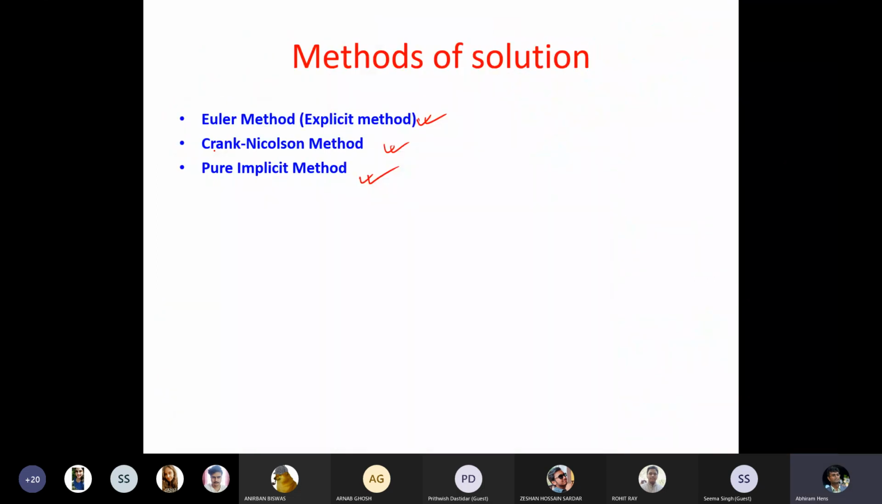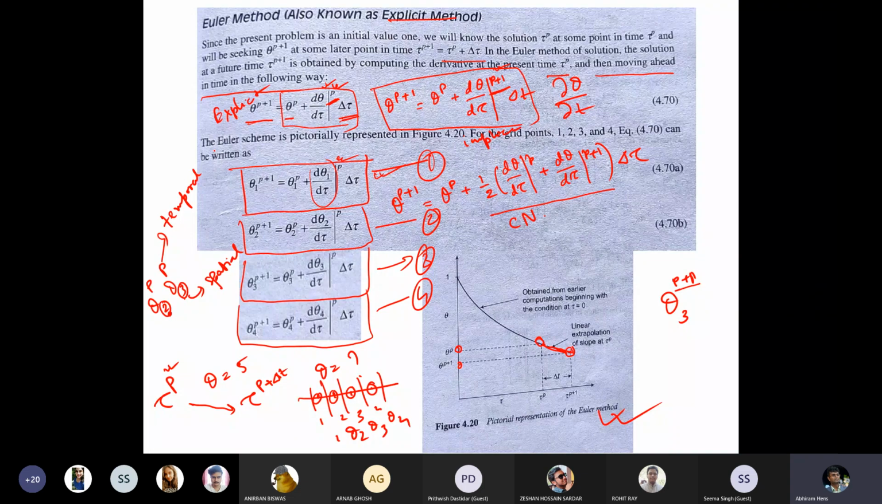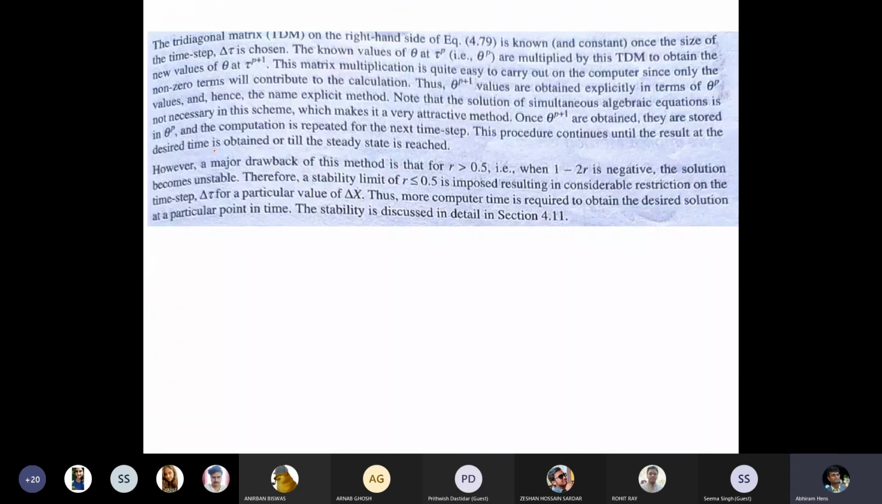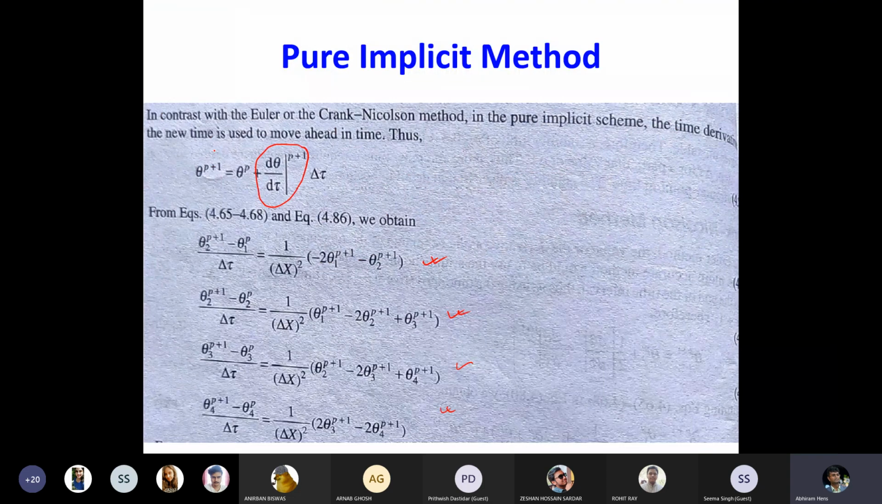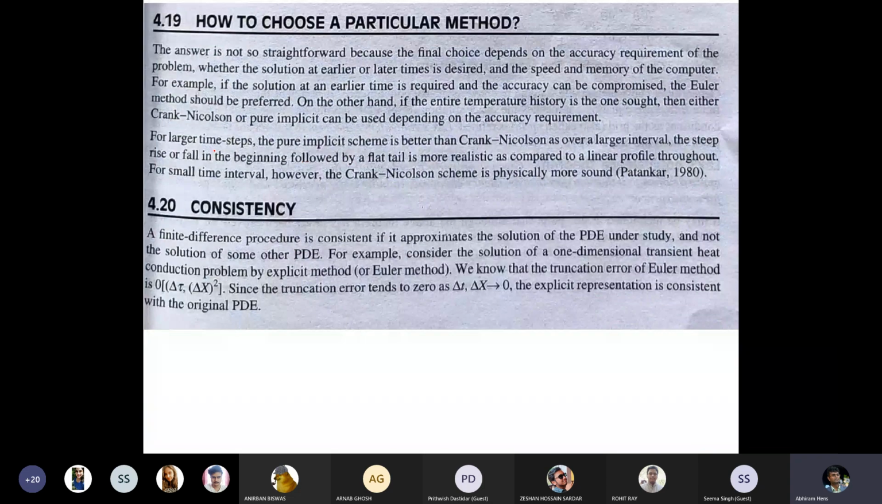I will share these slides with you again, and I will refer to the book. If you can collect it, you can read the book also, but this is the approach by which the temporal term can be derived.